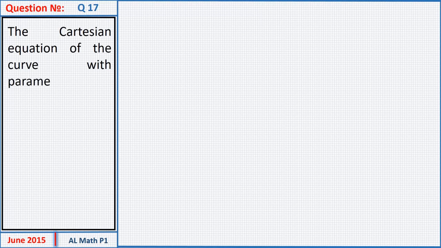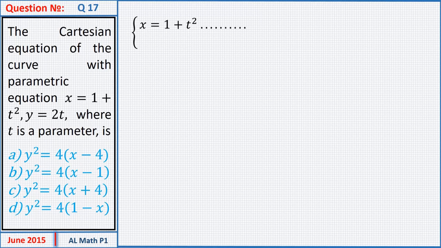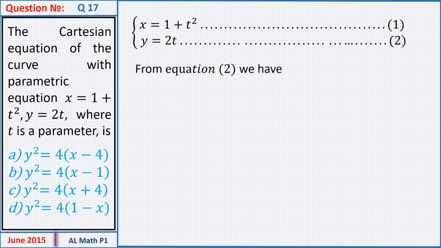Next, question 17. The Cartesian equation of the curve with parametric equation x equals 1 plus t squared and y equals 2t, where t is a parameter, is, and that gives us the different answers. So we have x to be this, we call it equation 1. We also have y to be this, we call it equation 2. So from equation 2, to make t the subject, we have t equals y on 2. We call it equation 3.